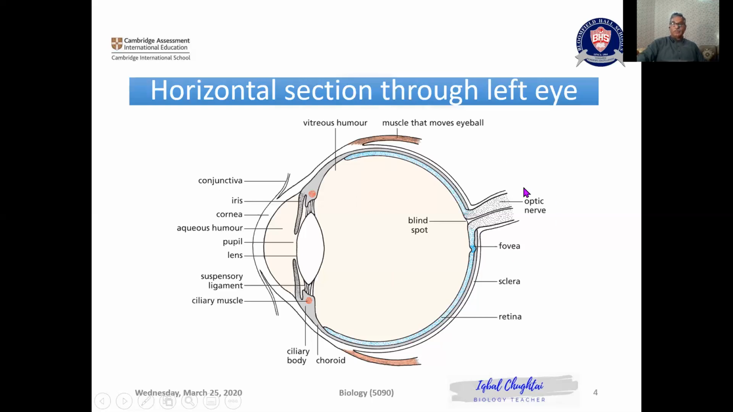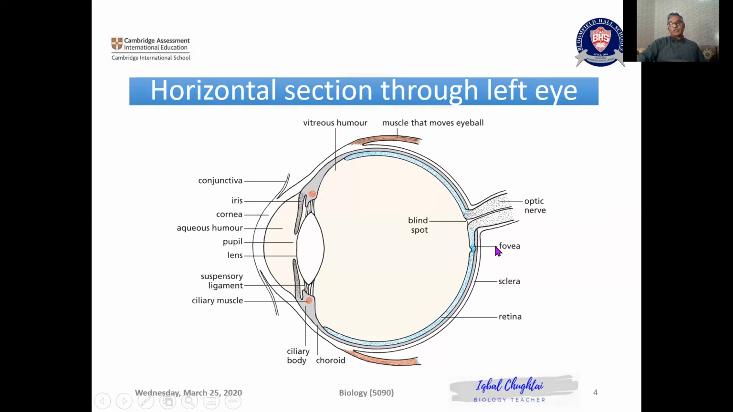This is the optic nerve. This optic nerve is actually responsible for communication of the eye with the brain. Optic nerve consists of sensory nerve fibers and motor nerve fibers. Sensory nerve fibers are responsible for carrying the information of the images formed on the retina to the brain, whereas motor nerve fibers are responsible for carrying instructions from the brain to different parts of the eye.